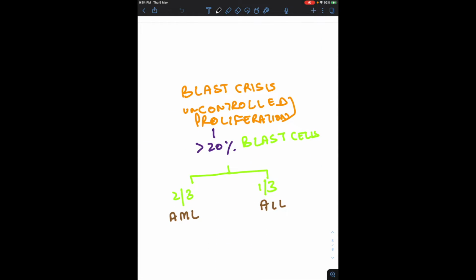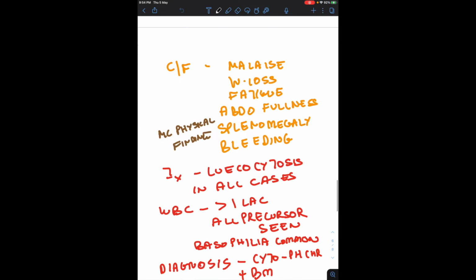In the blast crisis phase, there is uncontrolled proliferation characterized by greater than 20% blast cells, and along with it the disease can undergo transformation, in which 2/3 of the cases transform to AML, and less than 1/3 transform to ALL.